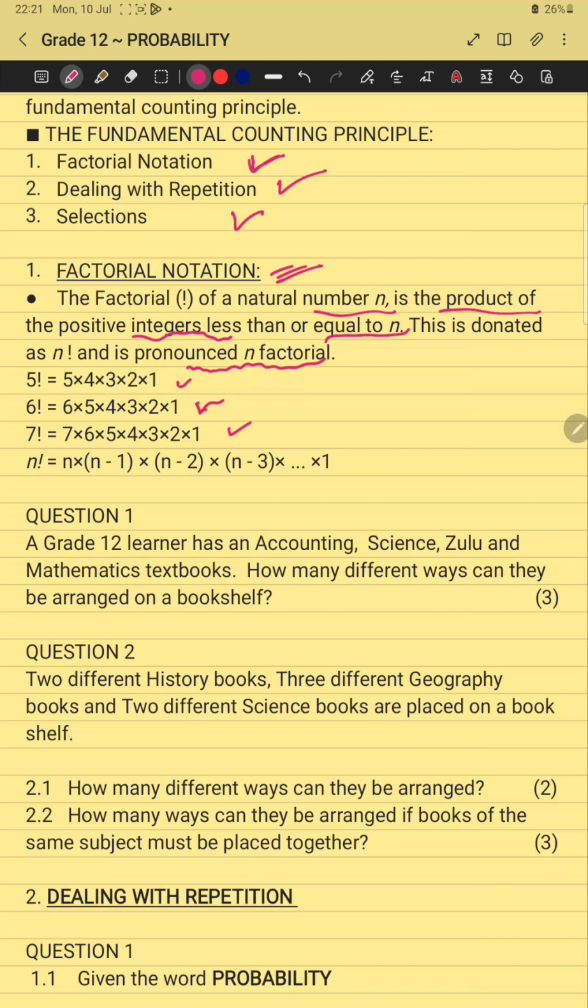Now when you talk about the factorial notation, let me just show you how we work this one out in the calculator. When you talk about factorial, we are taking the number, like for example 5, and then we are multiplying this number going back to 1. That is 5 times 4 times 3 times 2 times 1, same with 6.